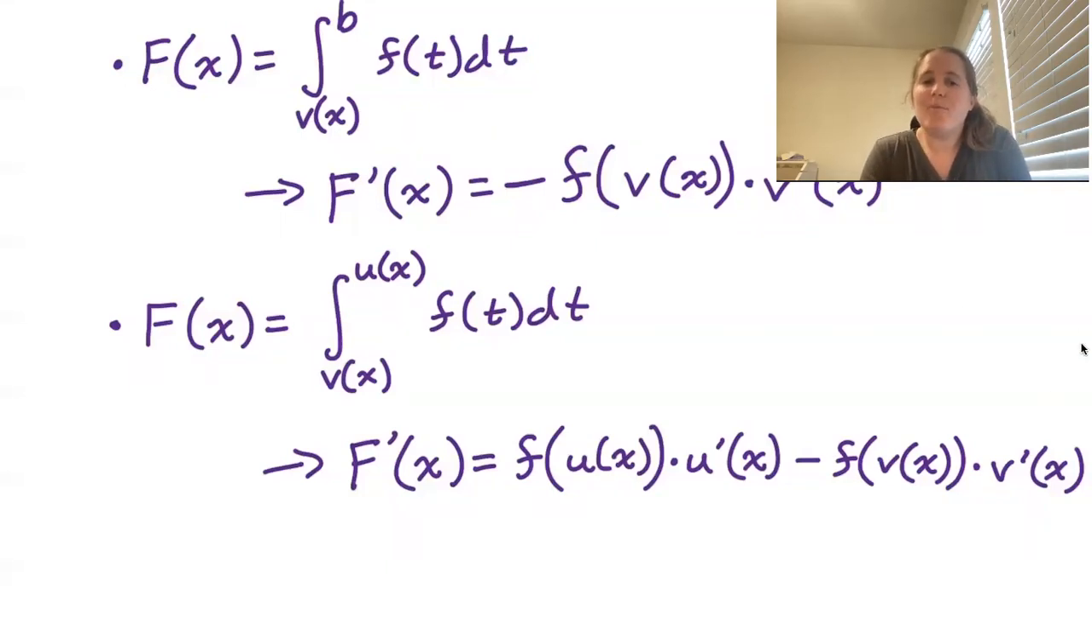Okay, so we had capital F prime of x is equal to lowercase f evaluated at u of x times u prime of x, and then we subtract off lowercase f evaluated at v of x times v prime of x. So that upper bound was the positive component, and the lower bound was the part that we had to subtract off, which is consistent with our fundamental theorem of calculus in general.